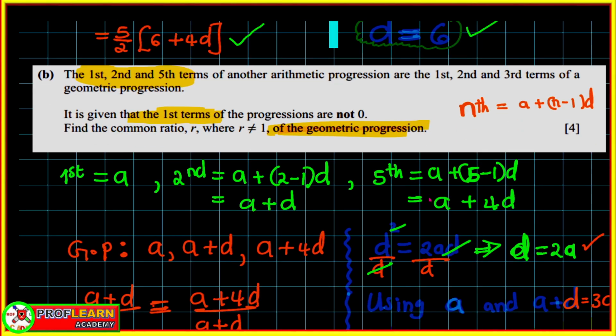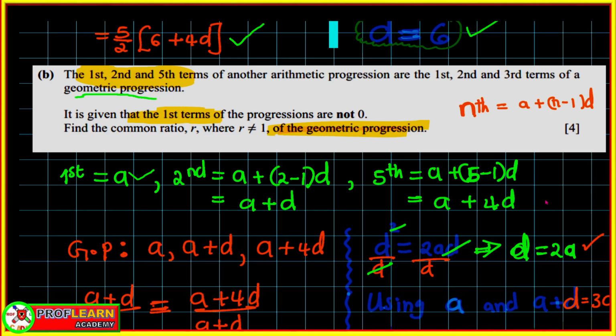Now another type of question you can be asked is where you are given an arithmetic sequence and then you are told that it forms a geometric progression. So here we are told the first, second, and fifth terms of another arithmetic progression are the first, second, and third terms of a geometric progression. So meaning that if we let the first term be a, the second term will be a plus 2 minus 1, because in the second term n is 2, then minus 1 into d, and that is going to be a plus d.